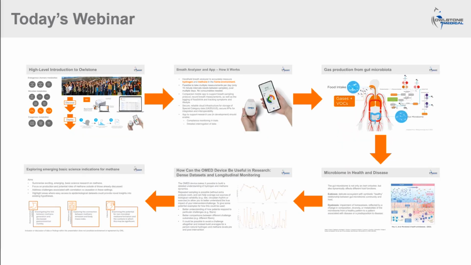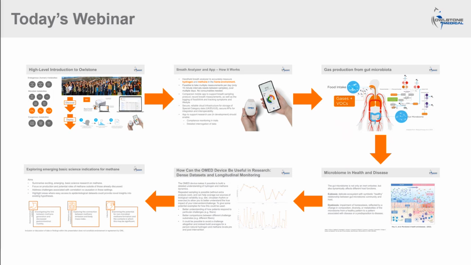So before we get into the meat of the slides, I'm going to give you a quick overview about what we're going to talk about today. First, I'm going to give you a high-level introduction to Owlstone in terms of what we're doing as a company. I'm then going to give you a bit of an overview about what the OMED device actually does and what it's measuring. As a clue, it's hydrogen and methane. We're then going to hand over to Matt. Matt's going to give you a bit of context into the biology around hydrogen and methane, which are the molecules we're looking at in the OMED device, and how they link into metabolism.